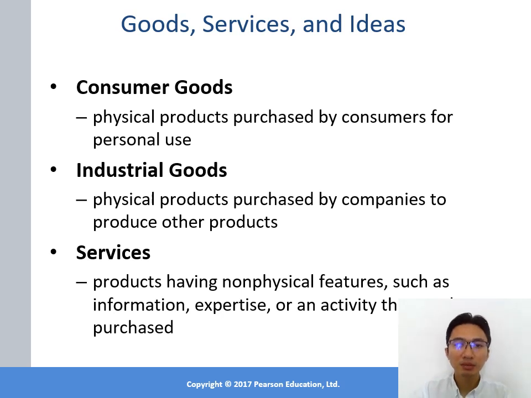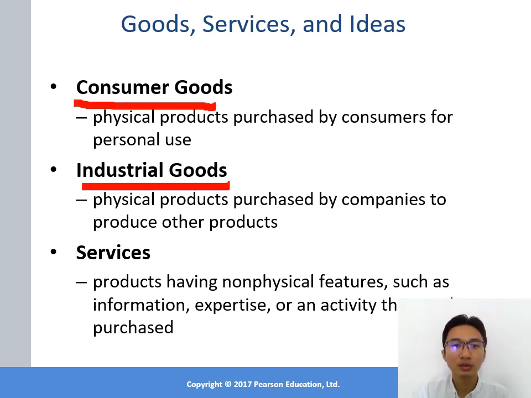The next one we're going to discuss is goods, services, and ideas. You see, actually marketing applies to 2 types of customers. The first one are those who buy consumer goods, and second, those who buy industrial goods. So we have consumer goods and also industrial goods.